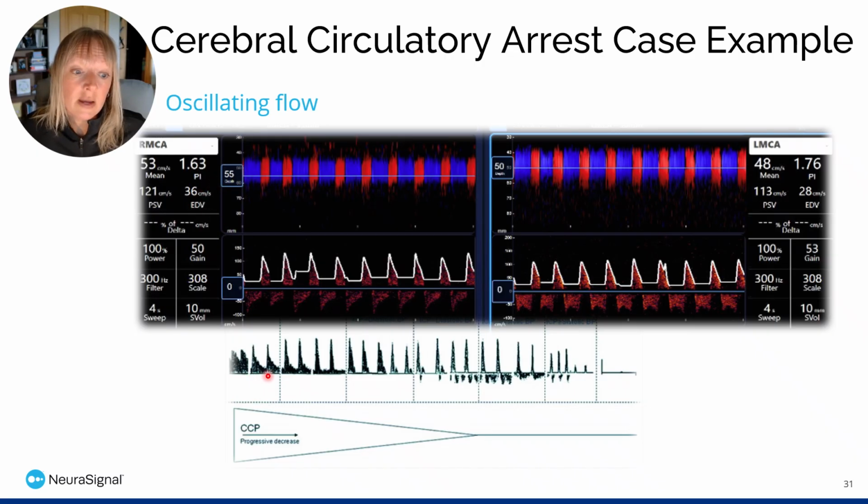And you can see the timeline here, the progression of the waveform pattern, how it changes. You can see it go to a triphasic signal, to a biphasic signal, short systolic spikes eventually before the flow cessation.